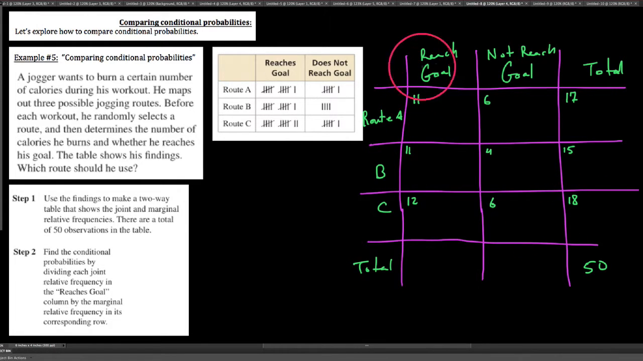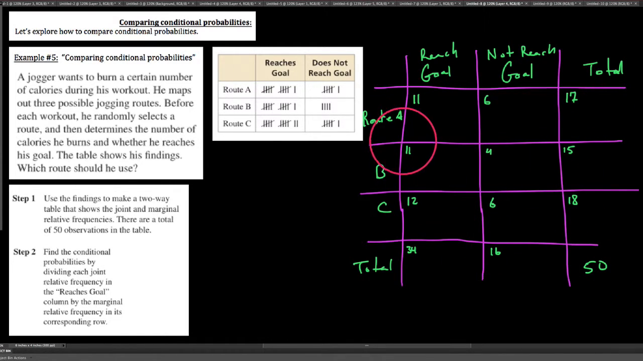In terms of our totals, how many total times did he reach his goal? Looks like this would be 17 plus 15 plus 12, which is 34. And then how many times did he not? 6 plus 4 is 10, plus 6, we would say 16 here. So our grand total, 34 plus 16, would be the 50 you see down here. And of course all of these would have to add up to 50 as well.